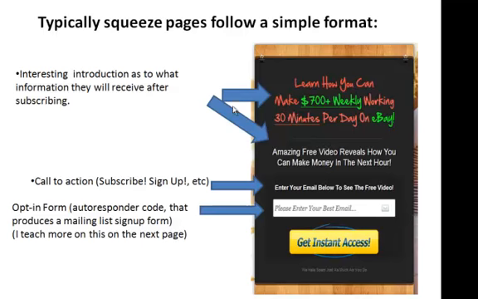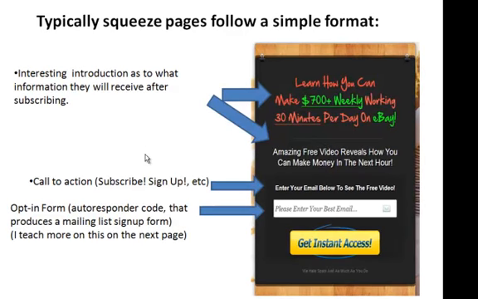So you want to make sure that you have an interesting headline, something that will capture your target audience's attention, make them want to give up their information, make them interested and wanting to get that information that you have to offer. So here on my squeeze page, I put my headline: learn how you can make 700 plus weekly working 30 minutes per day on eBay. Amazing free video reveals how you can make money in the next hour.